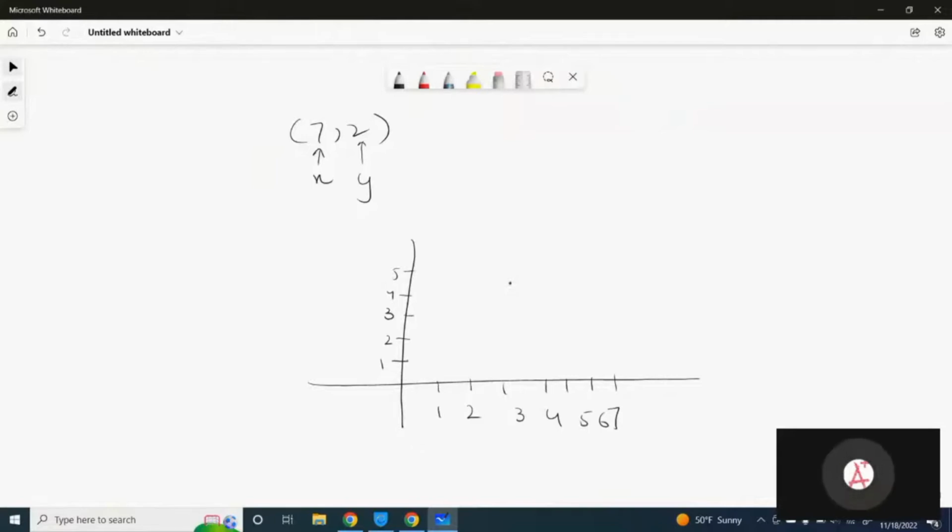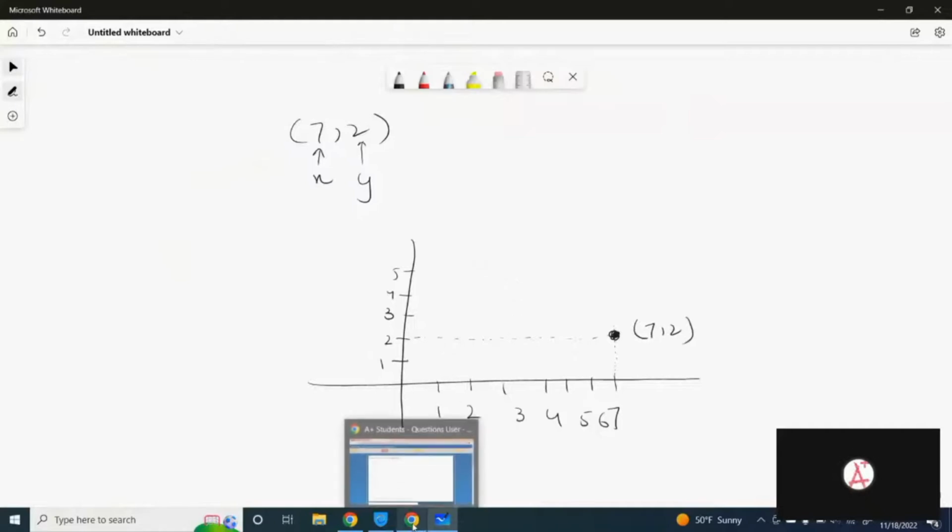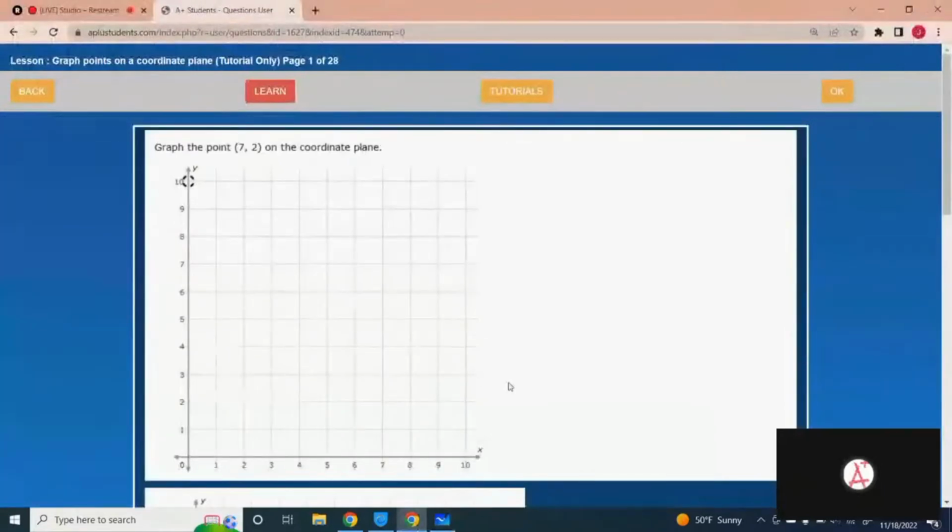Okay, x has the value 7. Here is the 7 and y has a value 2. So just plot a line like this and join it with the 2. So here is the point 7 and 2. X is 7 and y is 2. Got it? You can write the point 7 and 2.